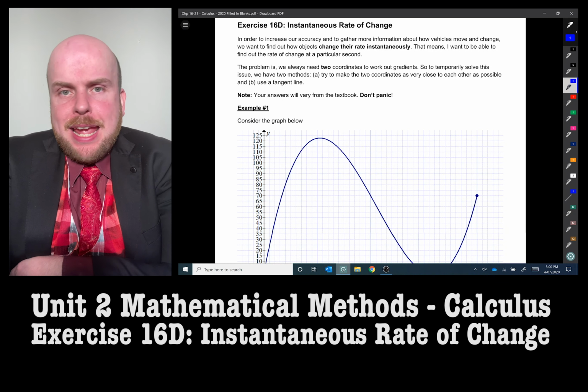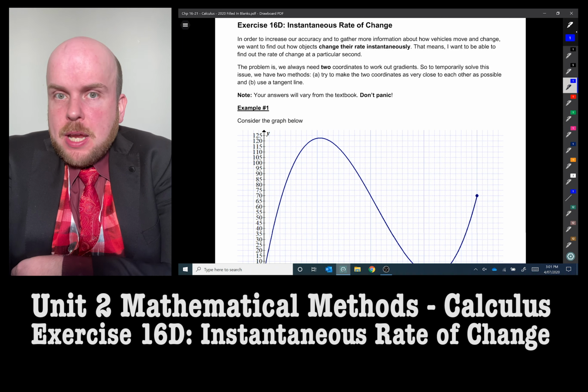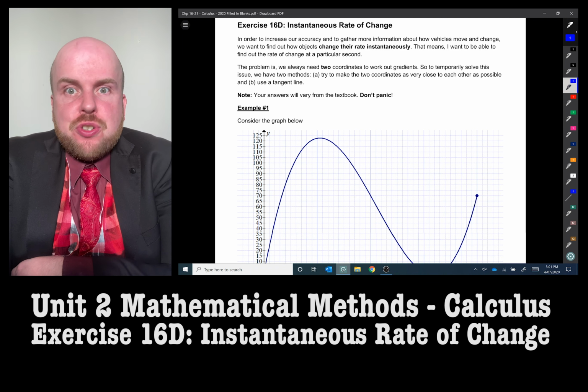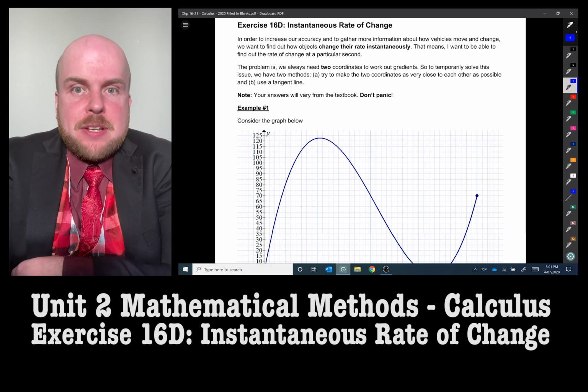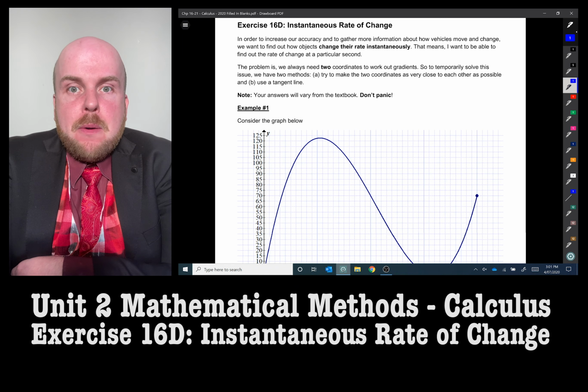Exercise 16D, instantaneous rate of change. As long as we remember what a rate of change means, this one is not as challenging as it might initially look. The only thing that is challenging for students, I find, with this particular exercise is that your answers will not match the textbook, and that is because it's all about approximate values.